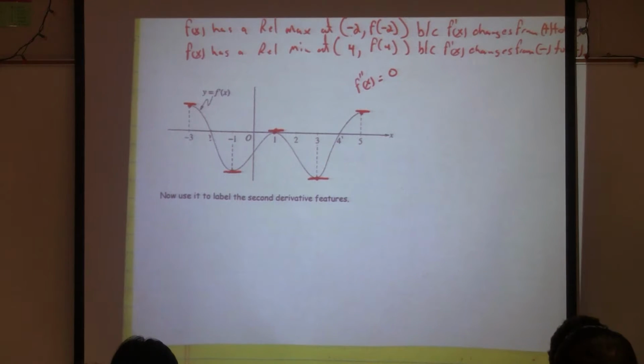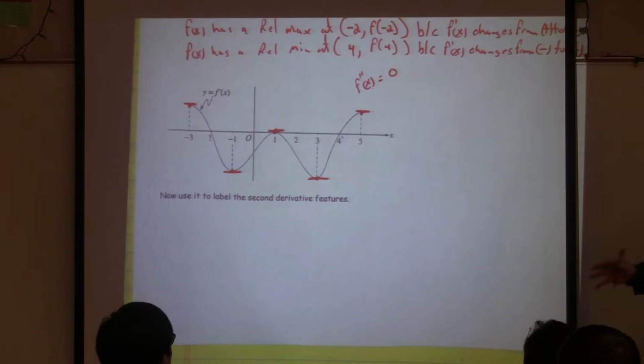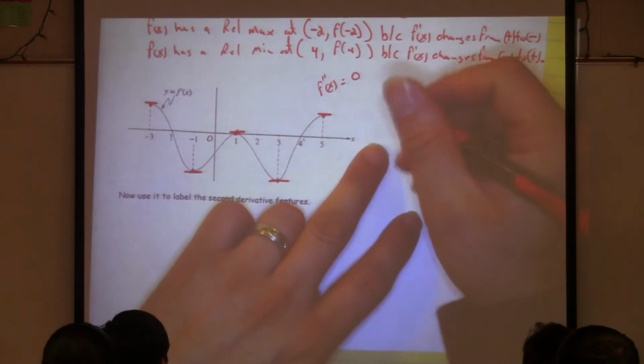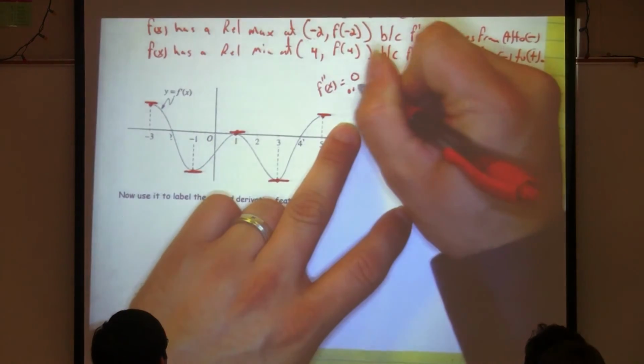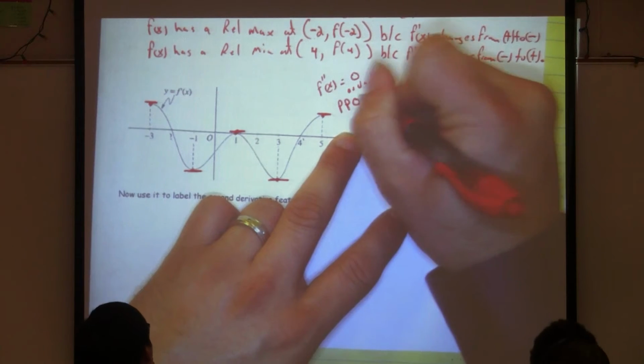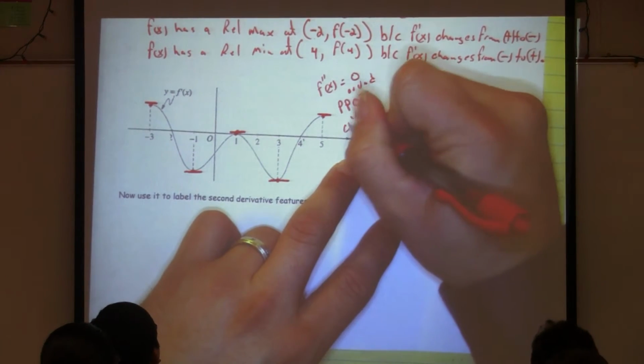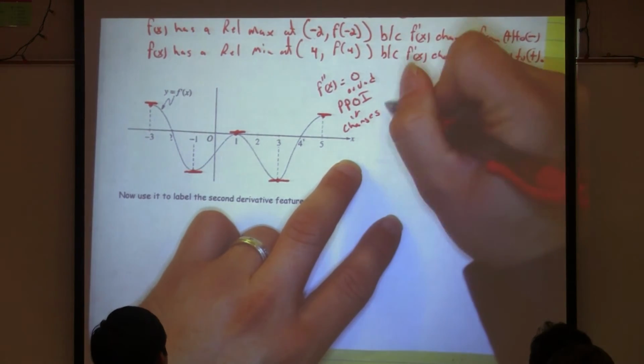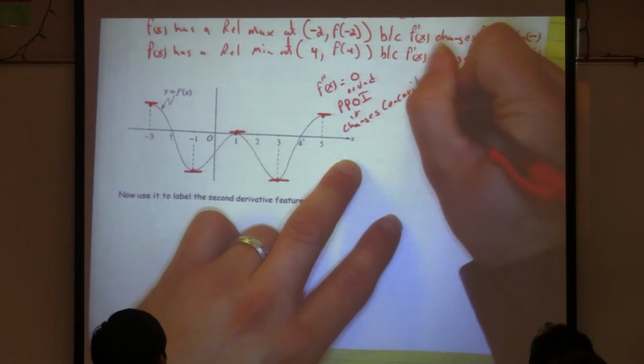You remember that? Yes? Alright, so now in order to figure all that out, we have to do a second derivative sign line. We have to do a sign analysis. So I'm going to put here or undefined, and these are my possible points of inflection. Where the graph changes what? Concavity.